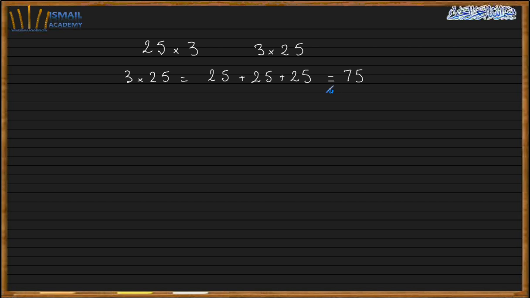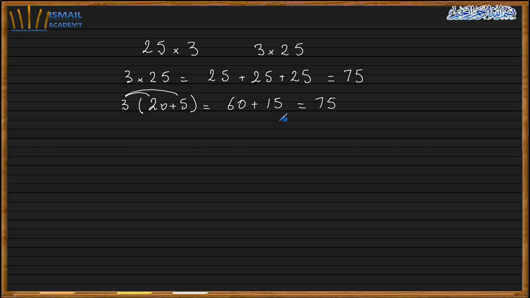So how will the distributive property work here? Look at this. Here is 3 times 20 plus 5. So what I do here, I multiply 3 by 20 and 3 by 5. So here it's going to be 60 plus 15, which is going to give me 75.